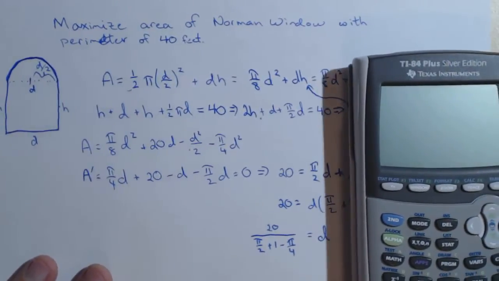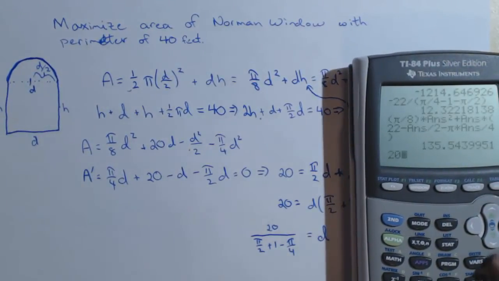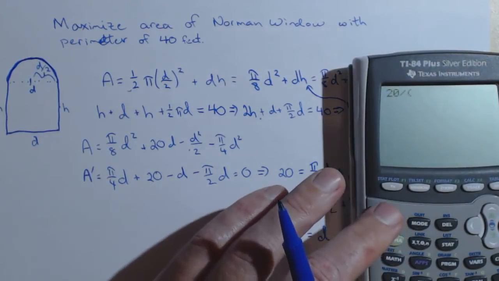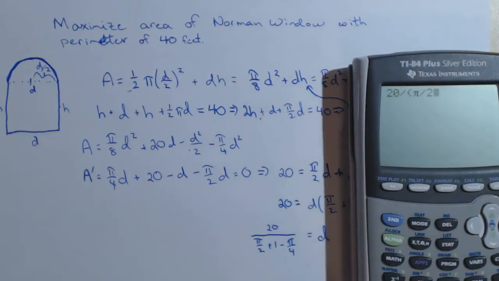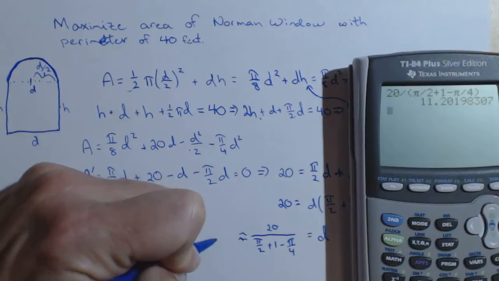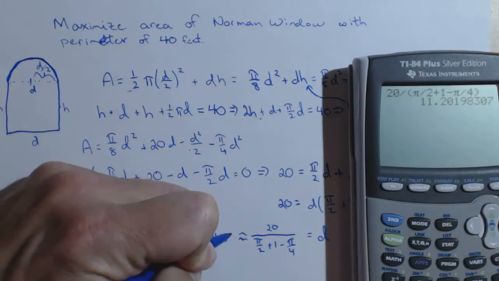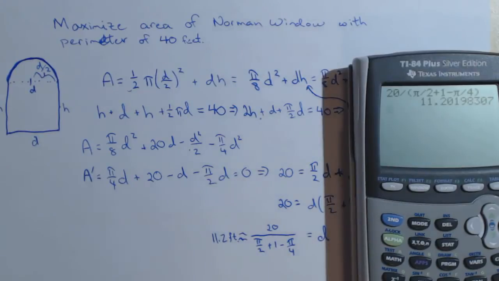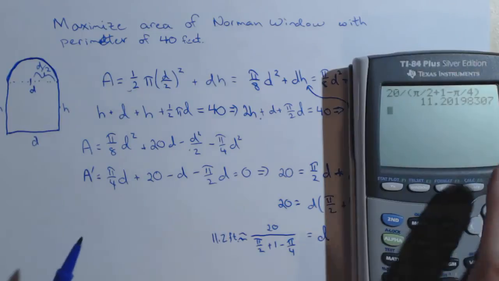So calculating our D, we have 20 divided by pi over 2 plus 1 minus pi over 4. So our D is about 11.2 feet. Since we started the whole thing in feet, our units will be in feet. Now from here, we can give the maximum area or find the diameter. This asks us to maximize the area.